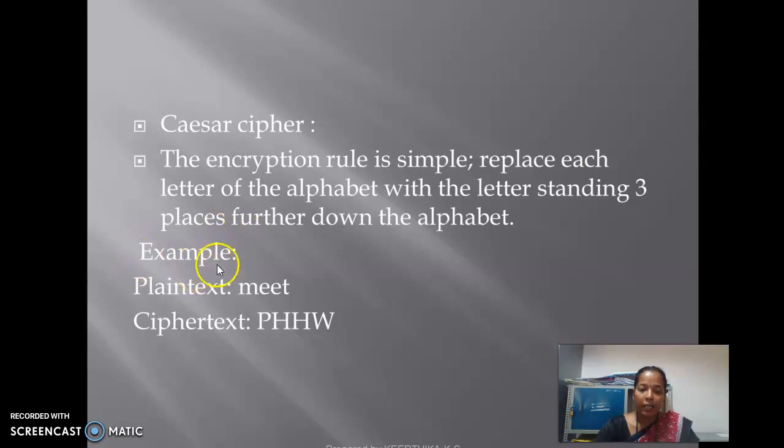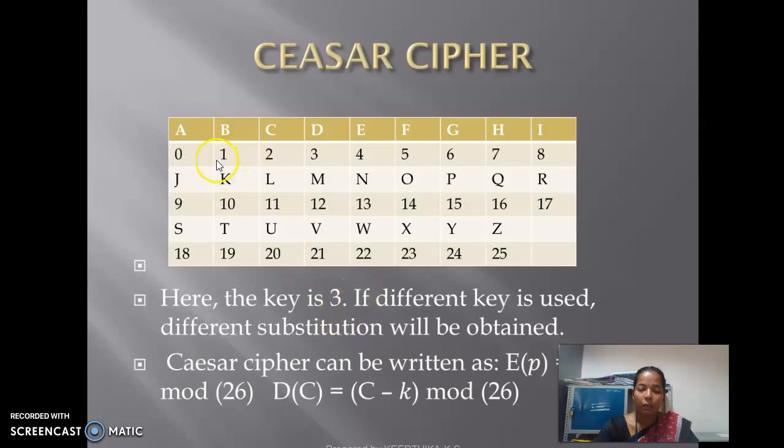Let's see an example. The first one is the plain text given as meet. Its ciphertext is PHHW. Let's see how it is transformed. First we are replacing the alphabets by 0 to 25, that is, we replace the alphabets by numbers. Here the key is 3. If a different key is used, a different substitution will be obtained.